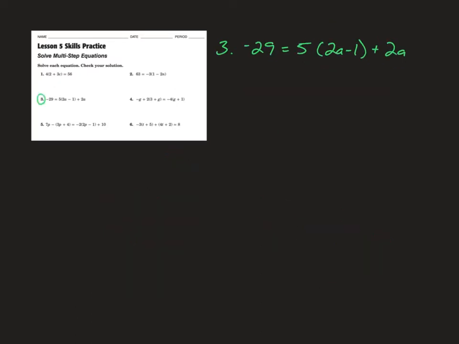Okay, so let's move on to number 3. We've got negative 29 equals 5 times (2a minus 1) plus 2a. So our first step is do our distribution here. So 5 times 2a is 10a. 5 times, we'll say negative 1 is negative 5, plus 2a. And remember that negative 1 comes from the subtraction sign ahead of it. That makes the following number negative.